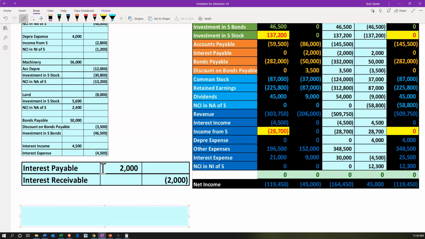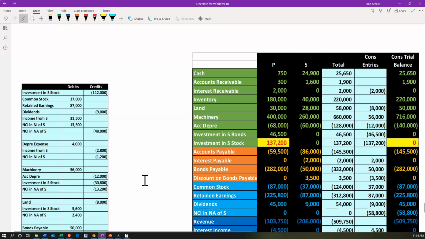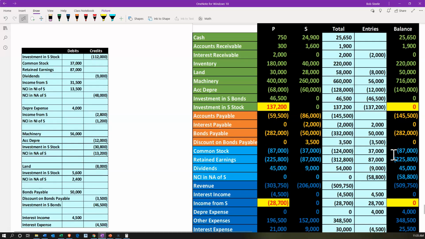Payable has a credit balance. We're going to do the opposite thing to it, a debit to remove it. Interest receivable has a debit balance. We'll do the opposite thing, a credit to remove it. So posting those out then, the interest receivable is here. We're going to take it down to 0 because it's all intercompany. And then here's the interest payable, removing it, bringing it down to 0 as well.